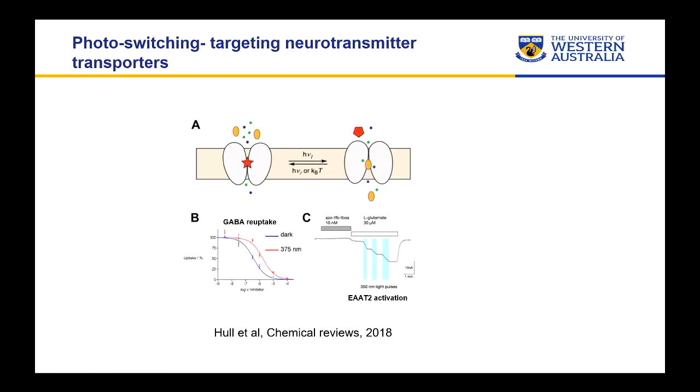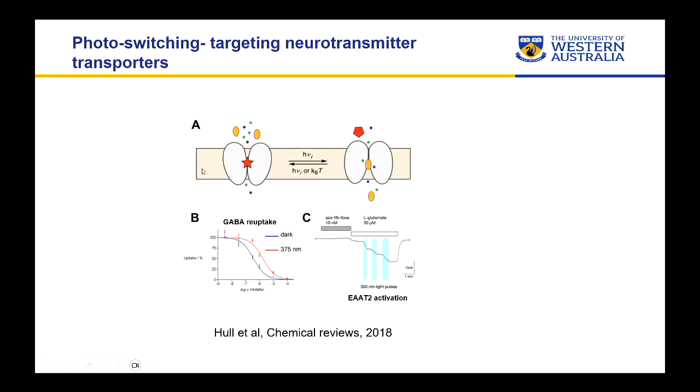This is just an example to say I've talked all about controlling neurotransmitter release, but we can also use photo switching to open things like transporters, neurotransmitter transporters. So this is an example of how we could use light. This is not uncaging, this is photo switching, going back to one of the modalities we talked about before.